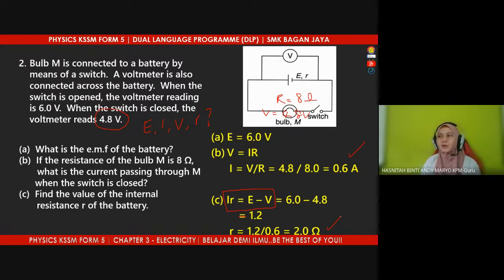Okay, internal resistance. Or you substitute readily in this equation. I 0.6 R equal 6 minus 4.8. This way is also okay. So R is 2.0 ohm. Is this answer correct? Is it 2.0? Can you check? 6 minus 4.8 is 1.2, right? So 1.2 divide 0.6 will give you, yes, 2 ohm. So this is the internal resistance of the battery.